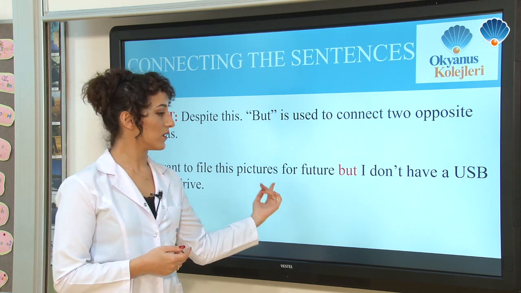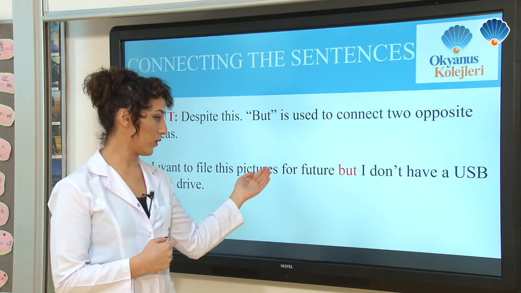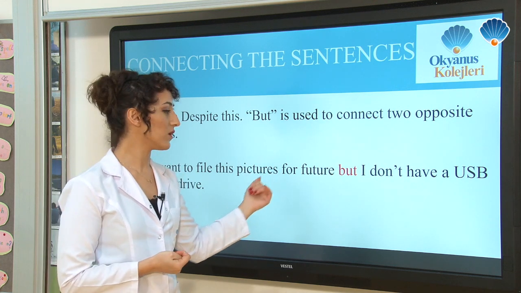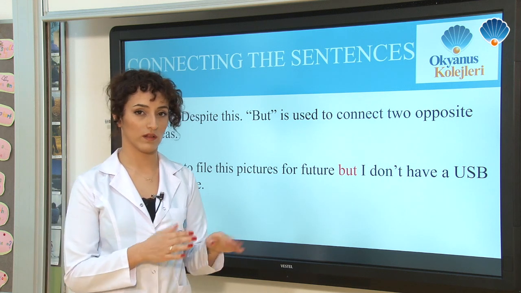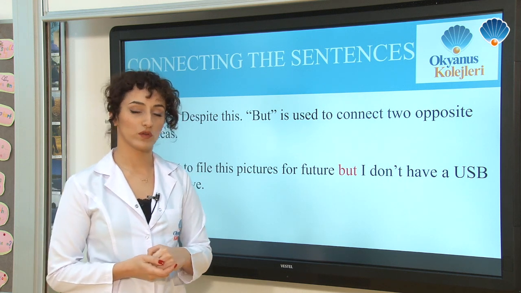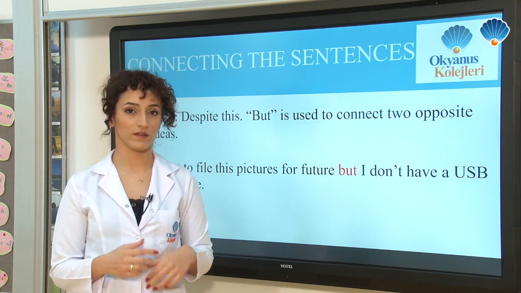So I want to make something, I'm ready to do that, but there's a problem. As you can see, these are different, contrary ideas. I want to do that, maybe I need to do that, but I have a problem. So they are opposite and not parallel. That's why I'm going to use "but" to link these two sentences.